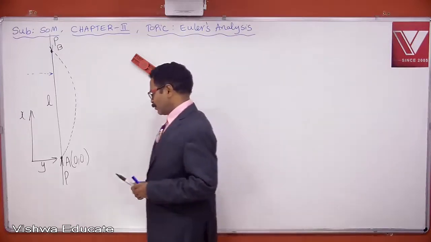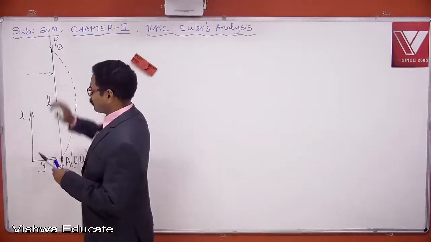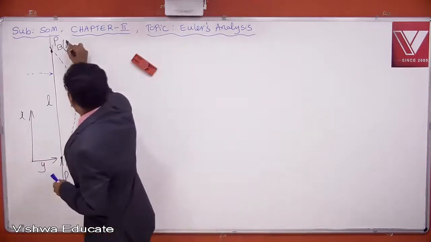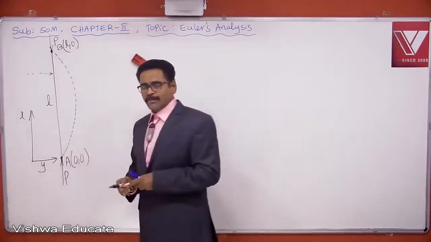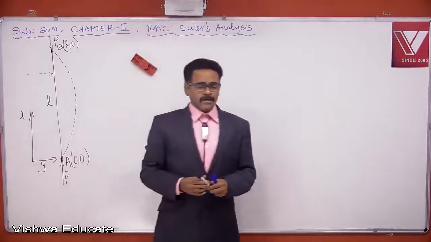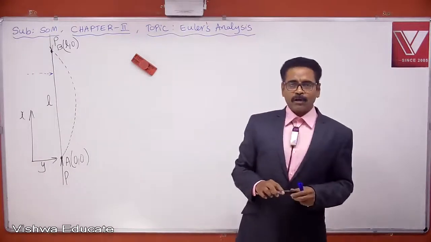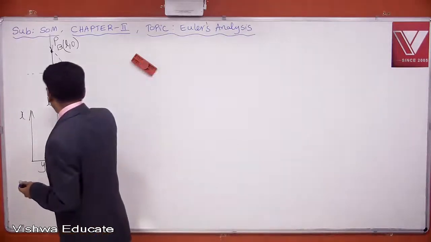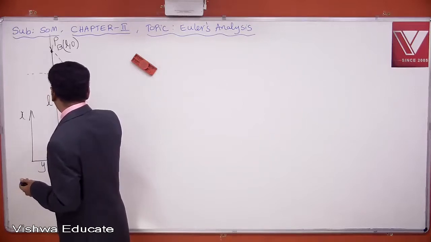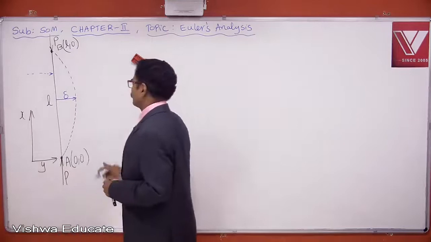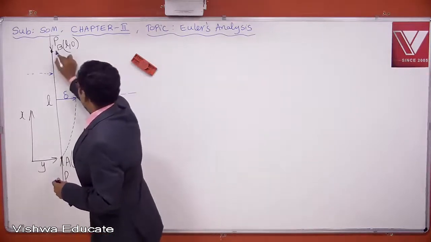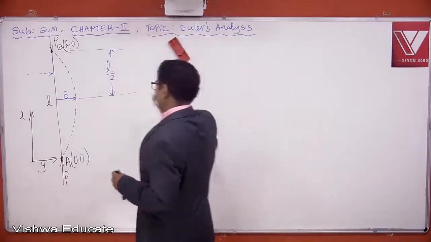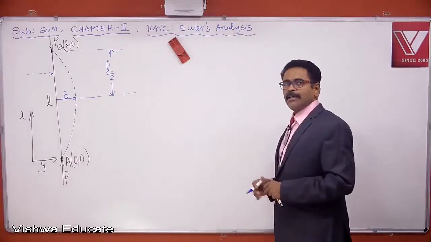So A is the origin, then try to guess what are the coordinates of B. Coordinates of B: L comma 0. The x coordinate is L because we are measuring x along the length, so the y coordinate is 0, right? So here I am assuming the displacement of the column about the center point as delta. Displacement of the column about the center point is delta.